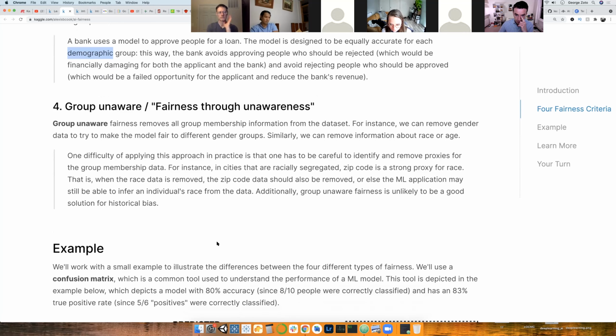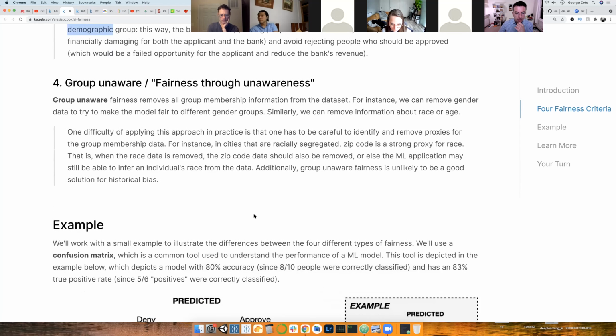One example here is with zip code related information. So if you're doing some kind of analysis where you want to be race unaware, but somehow you preserve zip code. In many cases throughout the country, there's a strong correlation of zip code and race or income. So you also need to strip out that information as well if you want to make sure that your model is group unaware.